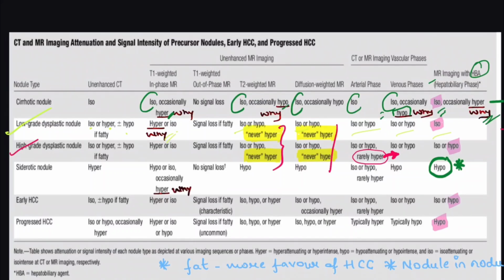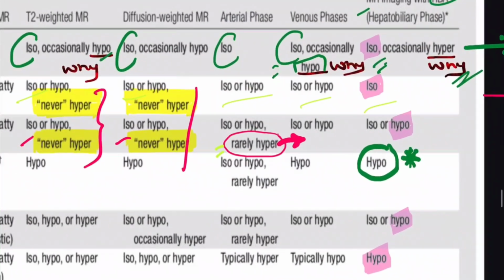Similarly, high grade nodules can be iso or hyper or hypo on T1, can be T2 iso or hypo, can be diffusion iso or hypo, but never T2 or diffusion hyper. From this high grade stage, there is some angiogenesis, so they can be really hyper also on arterial images.